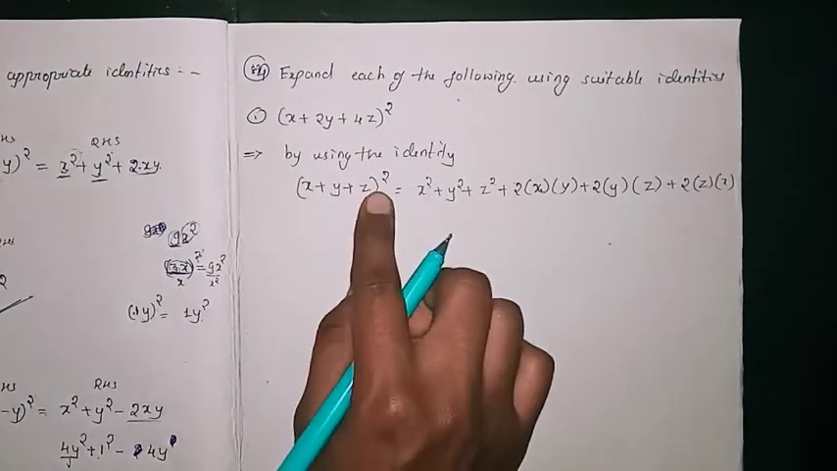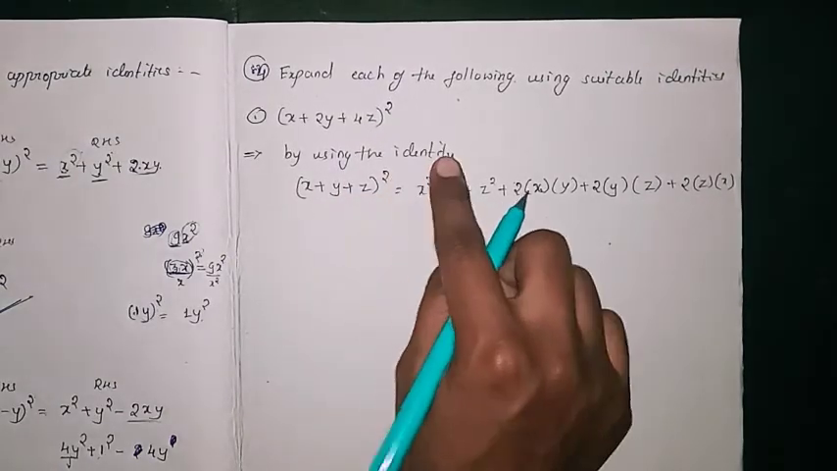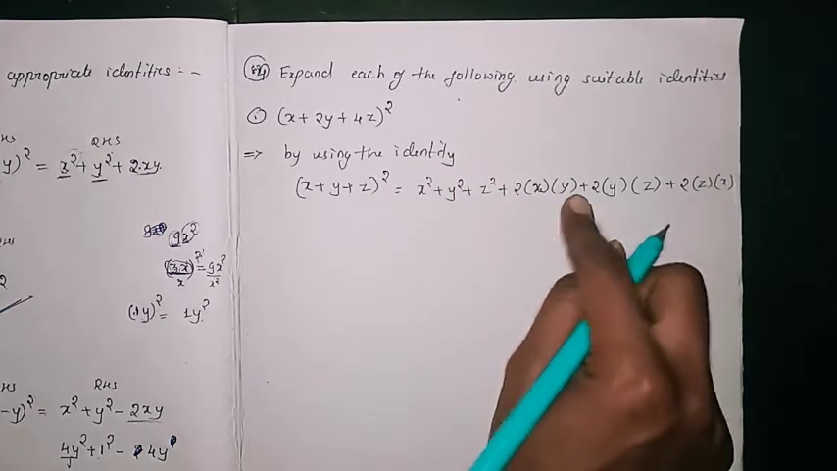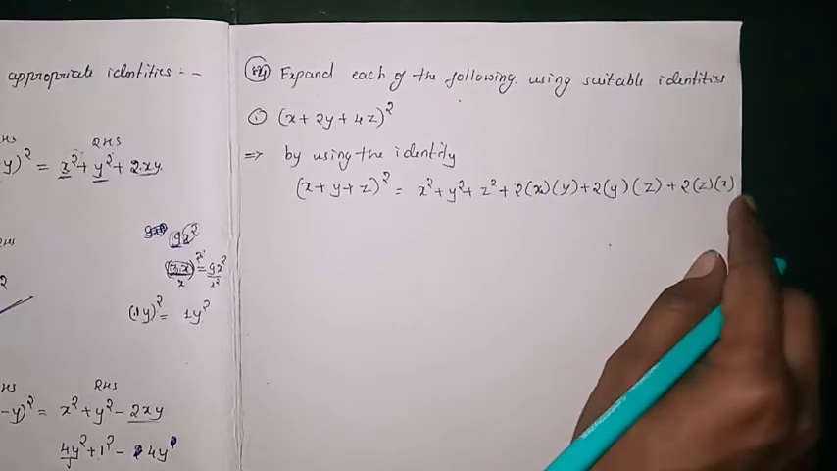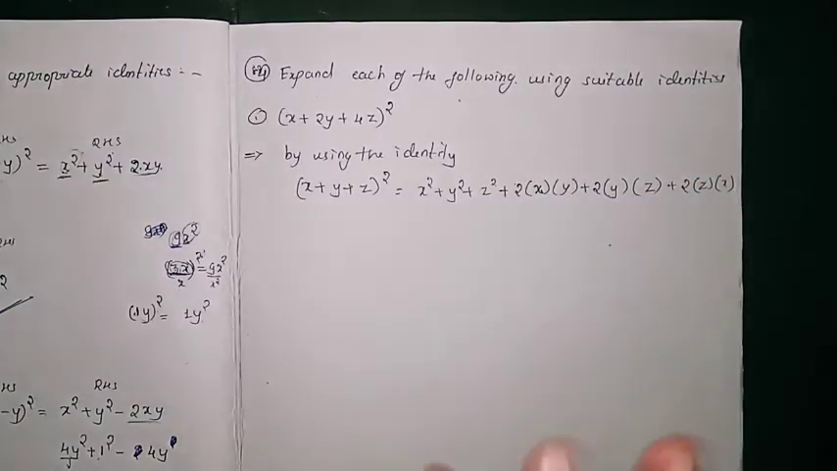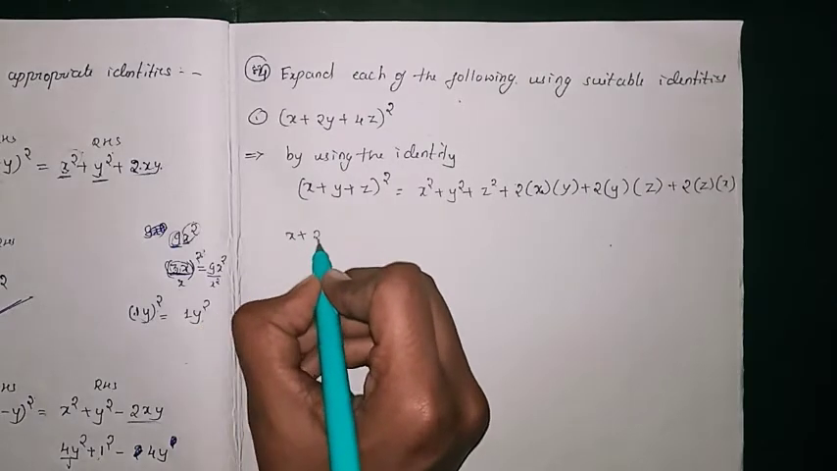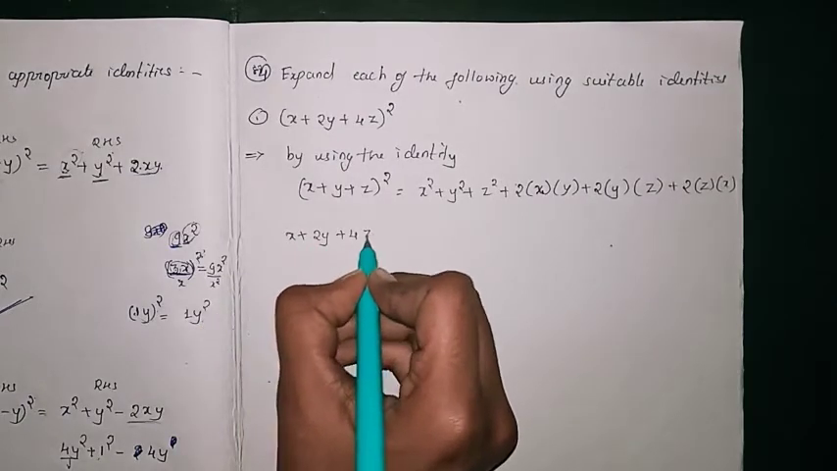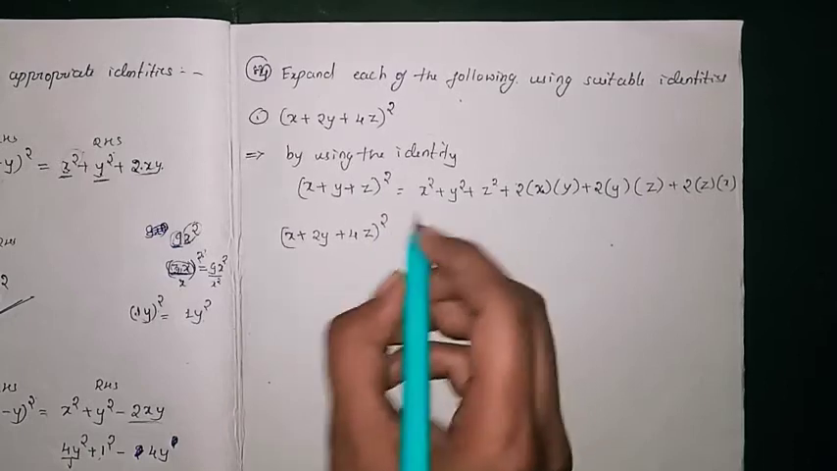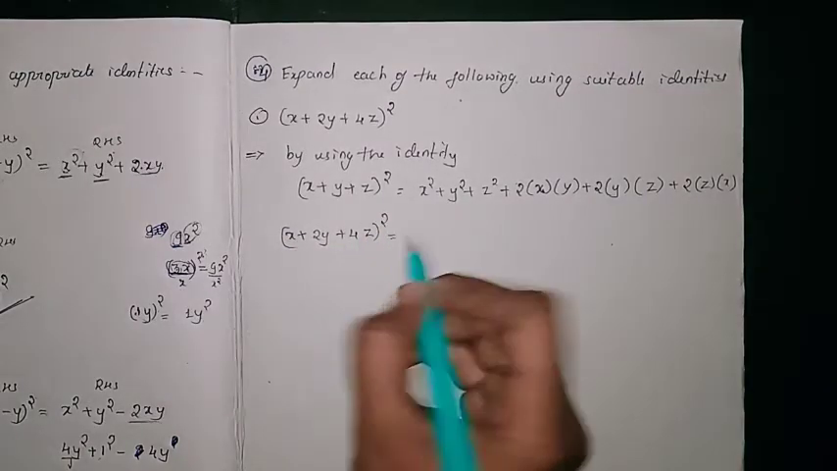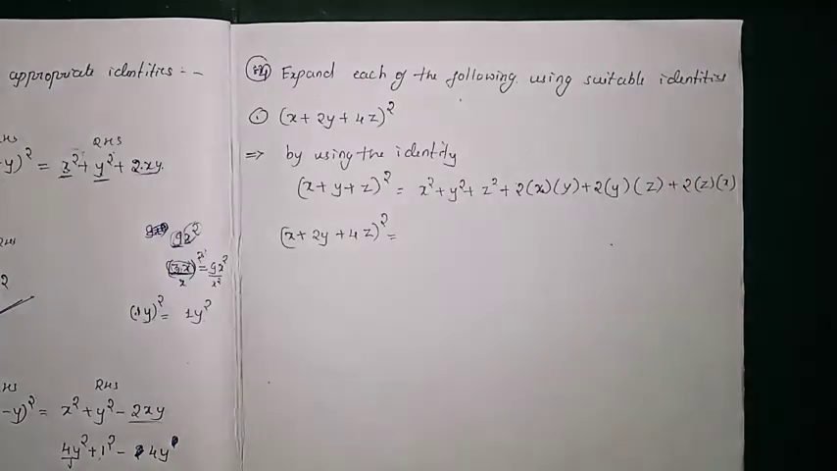(x + y + z)² is equal to x² + y² + z² + 2xy + 2yz + 2zx. So this is your formula. Now our question is (x + 2y + 4z)², they have given. So that is the x term, y term and z term. You have to write it by using the identity.